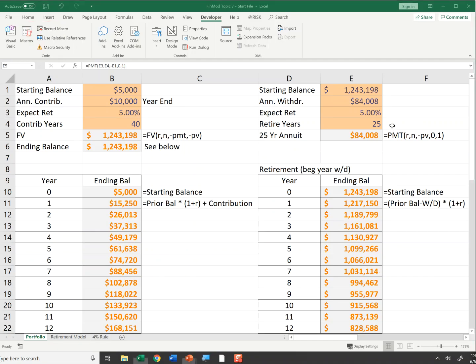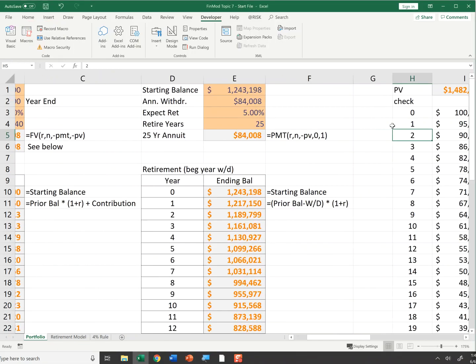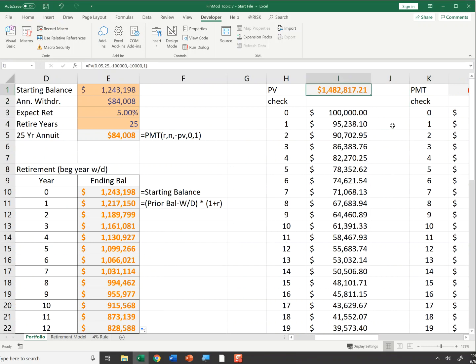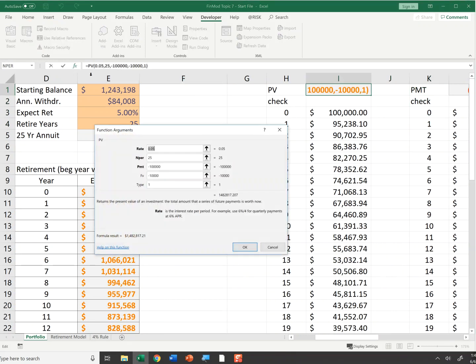I'm going back to my spreadsheet. And how I'm going to answer that is with my present value function. What I'm going to say is the rate is 5%, 25 years. I'm going to withdraw a $100,000 payment starting today and a payment of $10,000 future value at 25 years from today. And that tells me that the present value of those cash flows is $1.48 million.